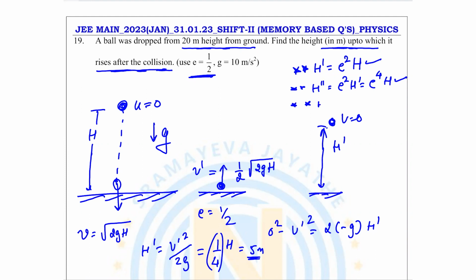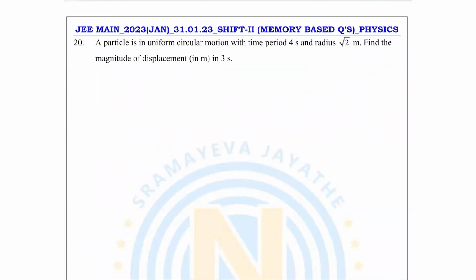After the third impact, you will get e raised to power 6h and so on. So this is an interesting result. You may take a note on this. Okay, next, move to the next question.